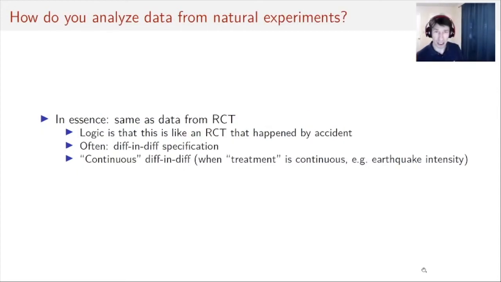How do you analyze data from a natural experiment? Well, in essence, you treat it as if it came from an RCT. The logic is that this is like an RCT that happened by accident. So very often, data from natural experiments will be analyzed with difference in difference specifications. Either the clear before, after difference in difference, or what is sometimes called continuous difference in difference, which is when your treatment is a continuous variable, like the intensity of an earthquake rather than the occurrence of an earthquake.